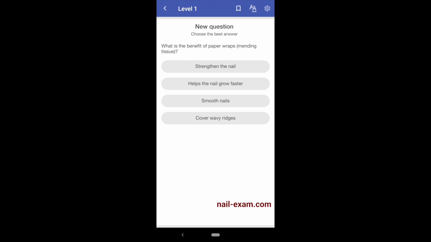What is the benefit of paper wraps, mending tissue? Answers: A. Strengthen the nail. B. Helps the nail grow faster. C. Smooth nails. D. Cover wavy ridges. The answer is A.